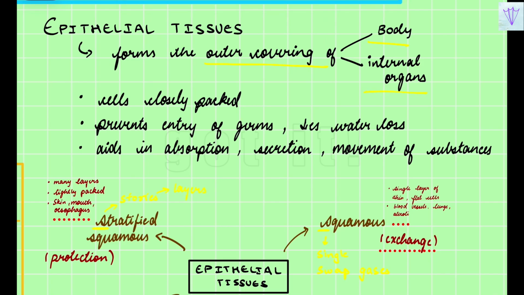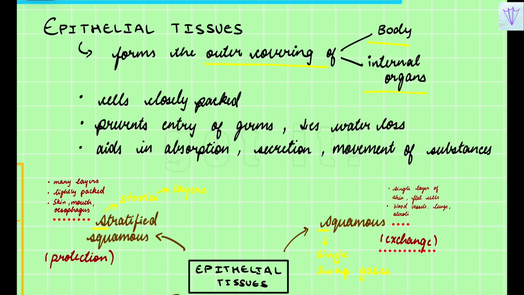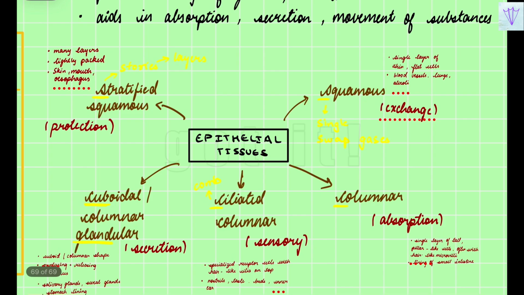And the characteristics of these cells are they are closely packed and they prevent the entry of germs and they reduce the water loss and it aids in absorption, secretion, and the movements of substances. Right? So, in this, we have 5 types of epithelial cells, that is, squamous epithelium, stratified squamous epithelium, cuboidal or columnar glandular epithelium, ciliated columnar epithelium, and columnar epithelium.